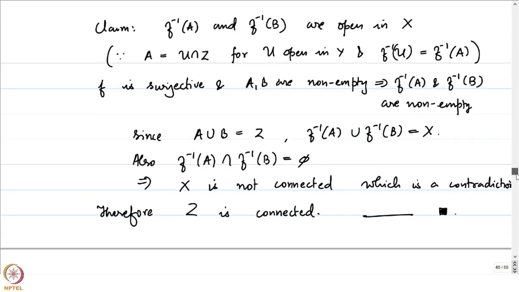Let me now define what is meant by a path in a metric space. A path from a point X to Y in a metric space is just a continuous map from the closed interval [0, 1] into the metric space X, such that f of 0 is X and f of 1 is Y. So let me define that.